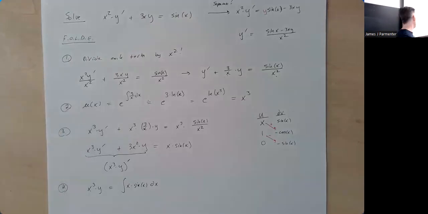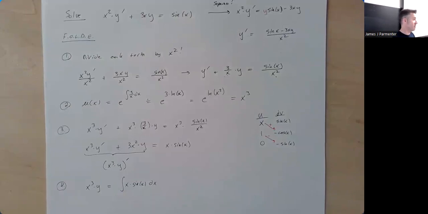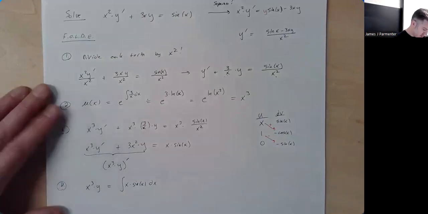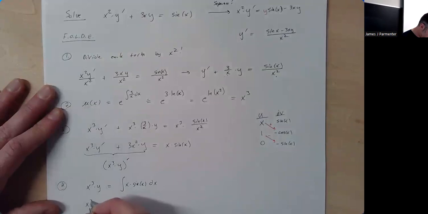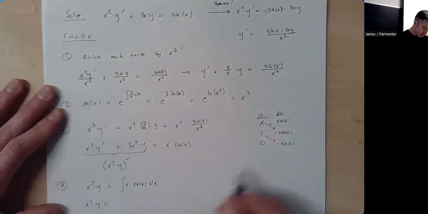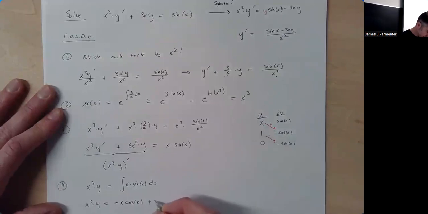Usually we use it for ones that require more than one step. Like if this was x cubed times sine of x, you'd have to do integration by parts 3 times. So here we're going to get x cubed times y is equal to negative x cosine x plus sine of x plus c.